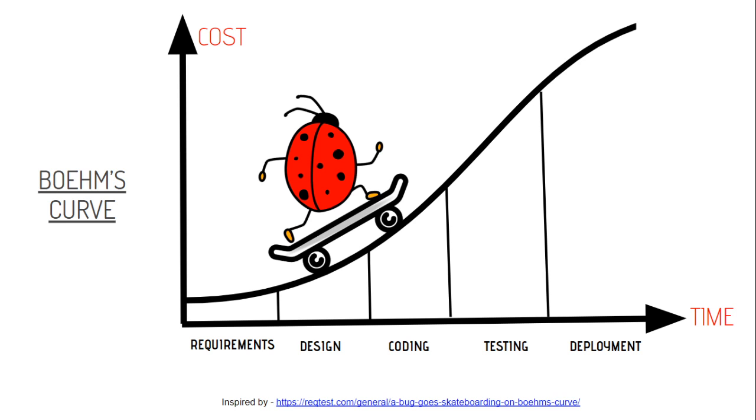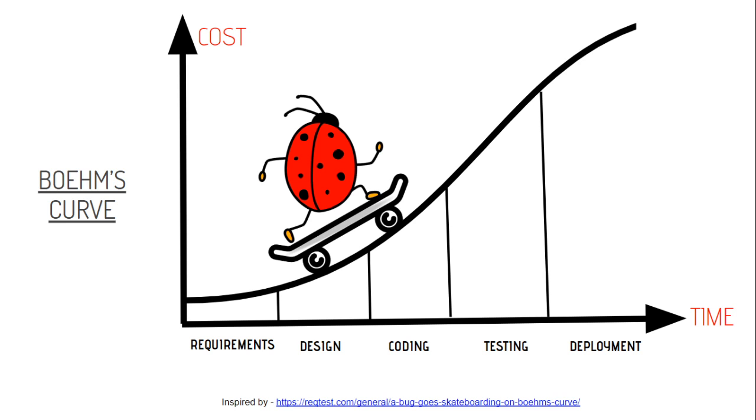or deployment. Let's say I found a bug in the testing phase, then I will have to do a lot of rework by updating my requirements, right? I will have to update my designs. I will have to do a lot of bug fixing, and of course, I will have to test again. So think about the amount of rework, right? So that's why we need to shift left and start testing at the earliest stage possible. That's what Boehm's curve teaches us.